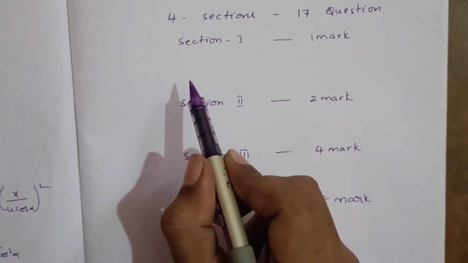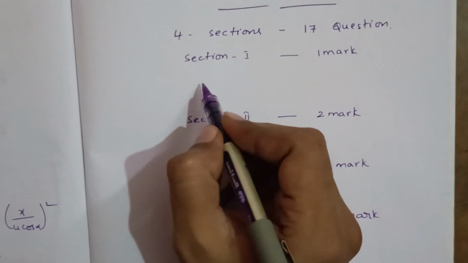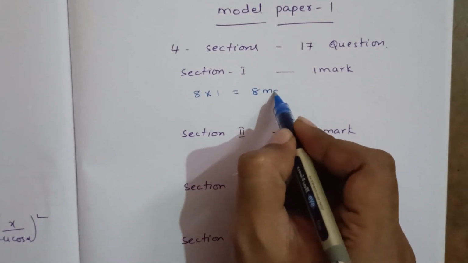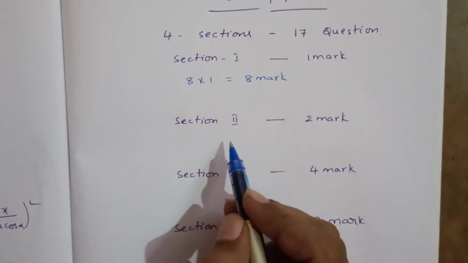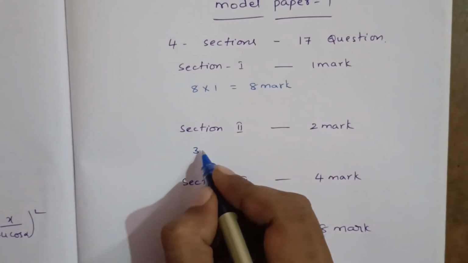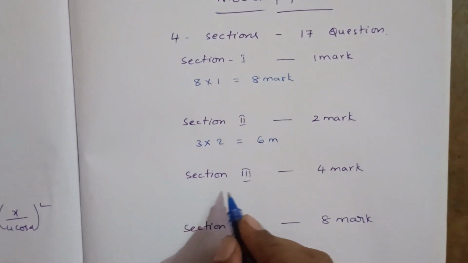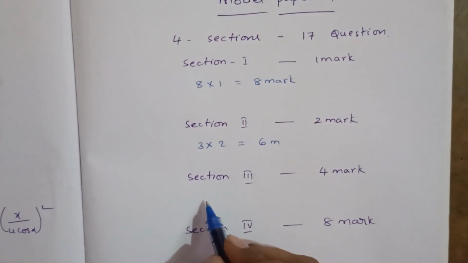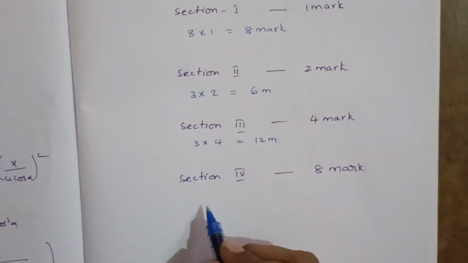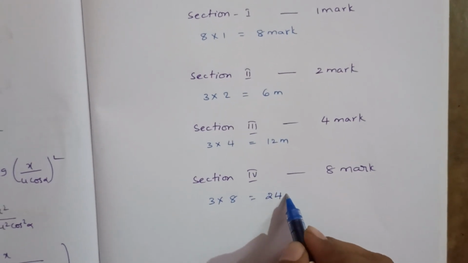Now section 1: last year they gave 6 questions, 6 into 1, 6 marks. This year 8 questions, 8 into 1, 8 marks. Coming to section 2, last year 4 questions were given, but this year 3 questions, 3 into 2, 6 marks. Section 3, again 3 questions, 3 into 4, 12 marks. Section 4, again 3 questions, 3 into 8, 24 marks.